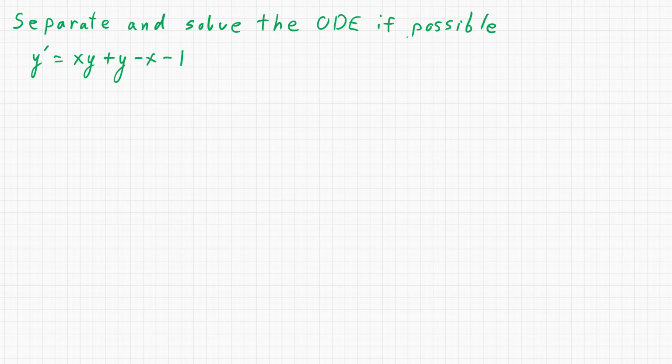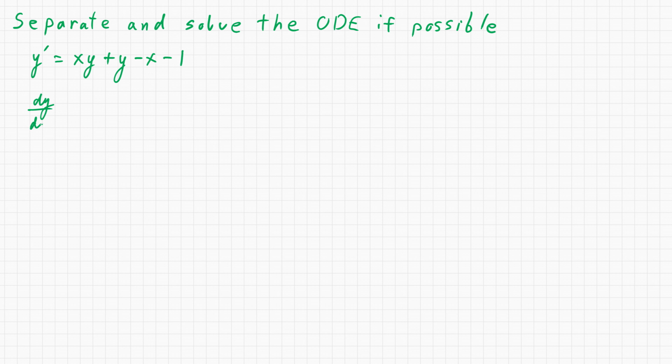Separate and solve the ODE if possible. So this one's a little bit different. There's a trick in order to get this to work, and it's really the only one that they can give you. I think sometimes trig functions that you can collapse or split up can sometimes help you make it a separable equation. But this one, there's a little trick that's not obvious.